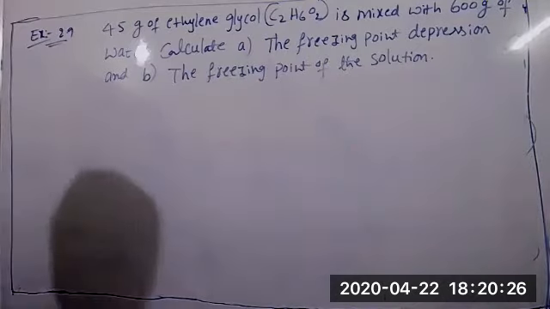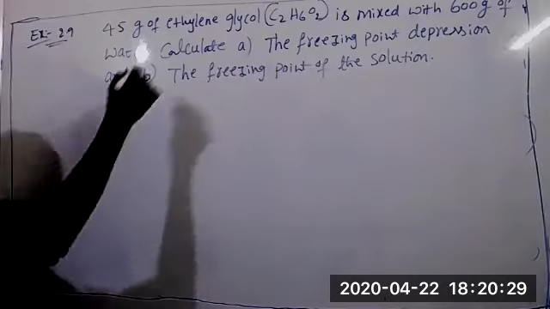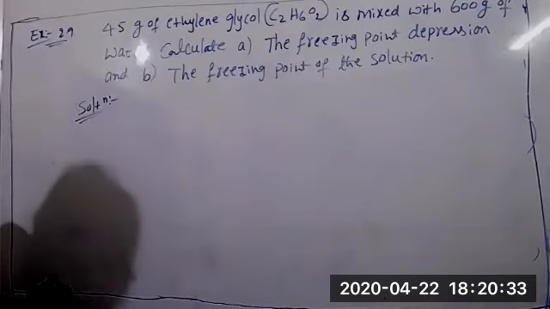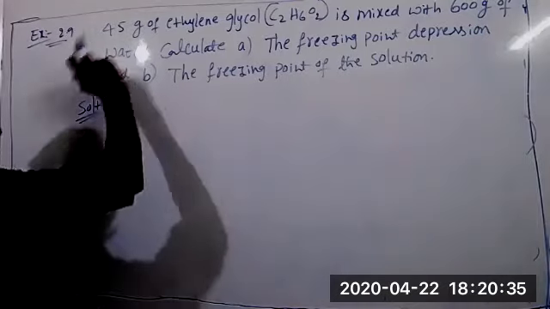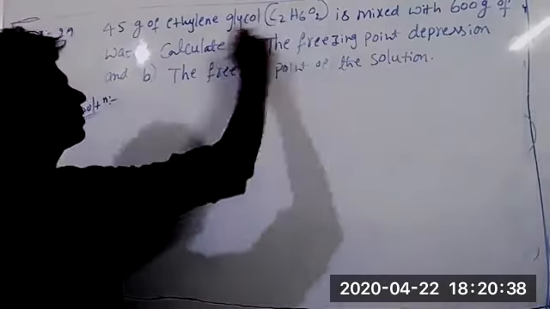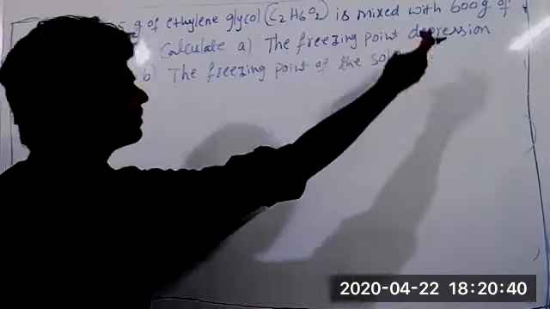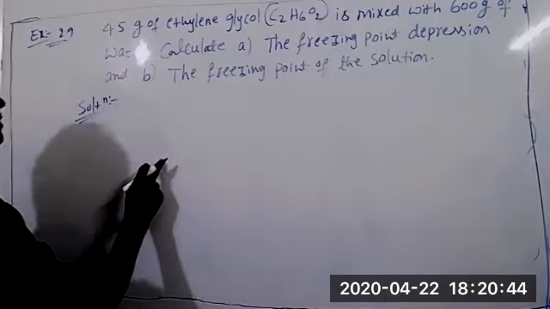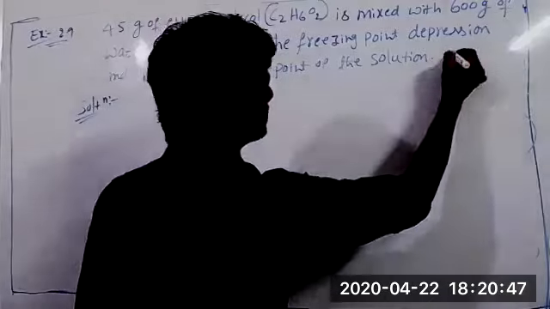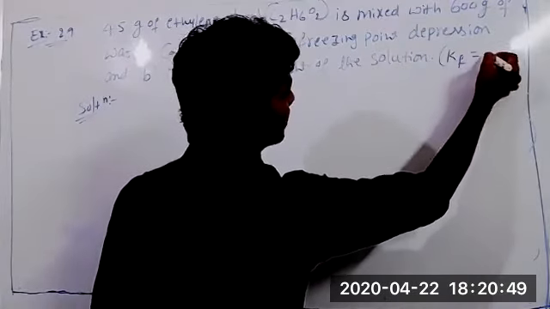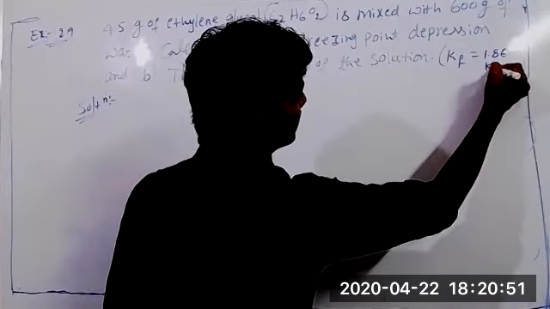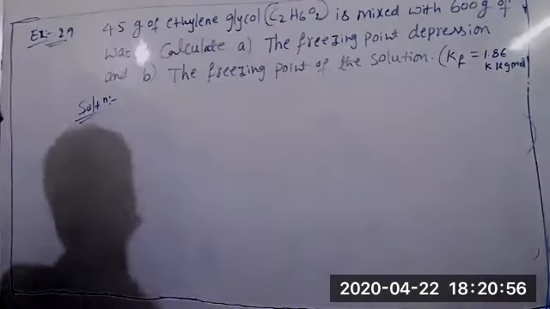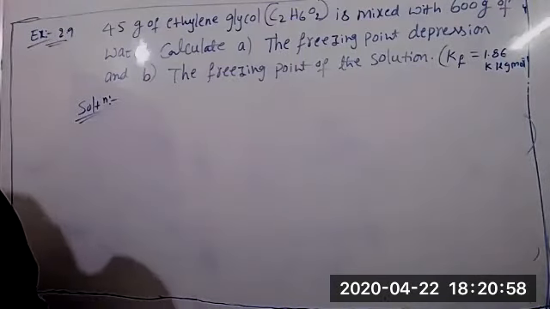Guys, completed the problem? Yes, sir. Now the solution. 45 grams of ethylene glycol is the mass of solute, and the molar mass of solute we can calculate. It is mixed with 600 grams of water. Solvent mass is also given. Calculate the freezing point depression. I think here Kf is not given. Just in bracket, note down Kf is equal to 1.86 Kelvin kilogram mole inverse. That's the constant.